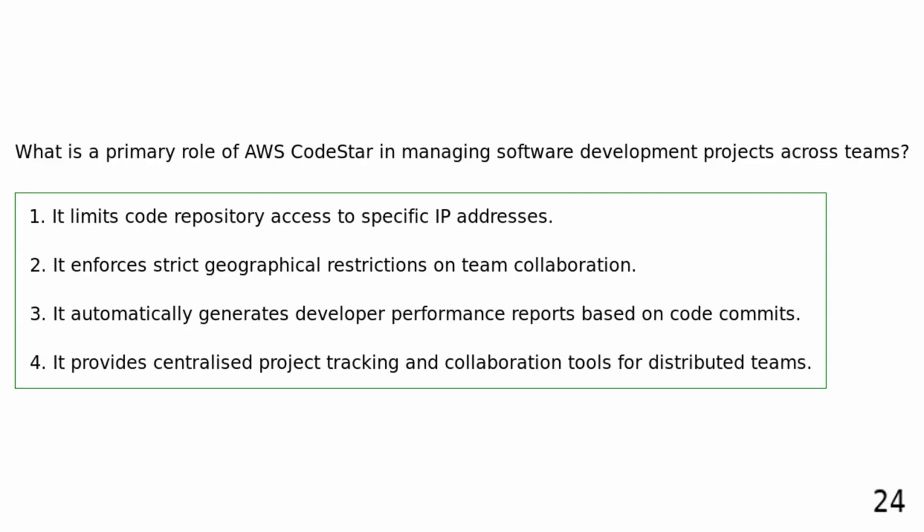What is a primary role of AWS CodeStar in managing software development projects across teams? It limits code repository access to specific IP addresses. It enforces strict geographical restrictions on team collaboration. It automatically generates developer performance reports based on code commits. It provides centralized project tracking and collaboration tools for distributed teams.